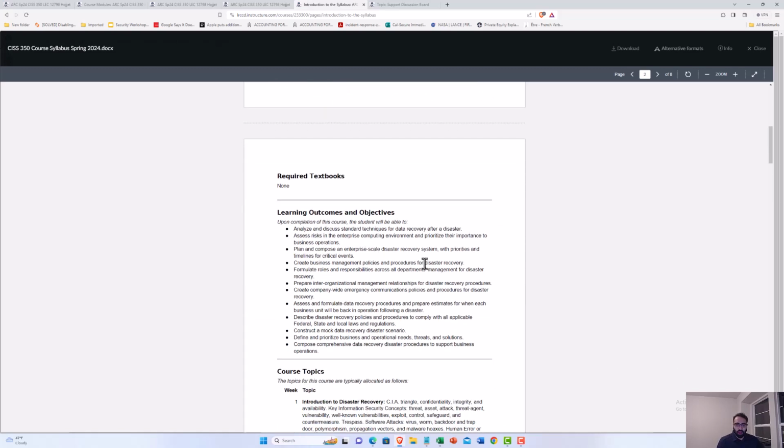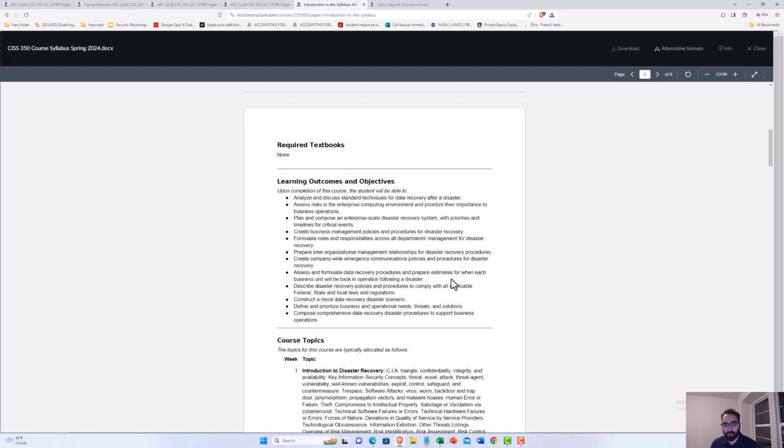Learning objectives: to analyze and discuss standard techniques for data recovery, assess risks in the enterprise computing environment, plan and compose enterprise scale disaster recovery systems, create business management policies and procedures for DR, formulate roles and responsibilities across the departments, prepare inter-organizational management relationships, assess and formulate data recovery procedures, describe disaster recovery policies, construct a mock disaster recovery scenario, define prioritized business and operational needs, and then compose comprehensive data recovery disaster procedures to support business operations.